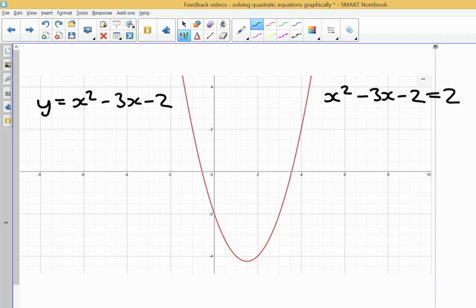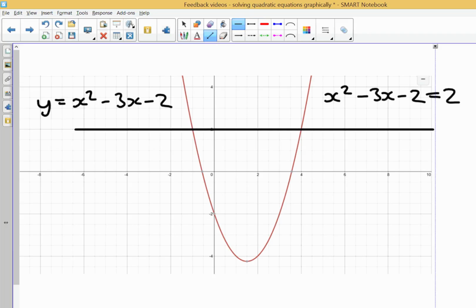And if I ask you to solve that using a graph, first of all, you draw the graph of y equals x squared minus 3x minus 2, which is the red line. And then you would draw on the line y equals 2. And the line y equals 2 is this one here. And you draw that in pencil because that's your method mark, that's your working out.